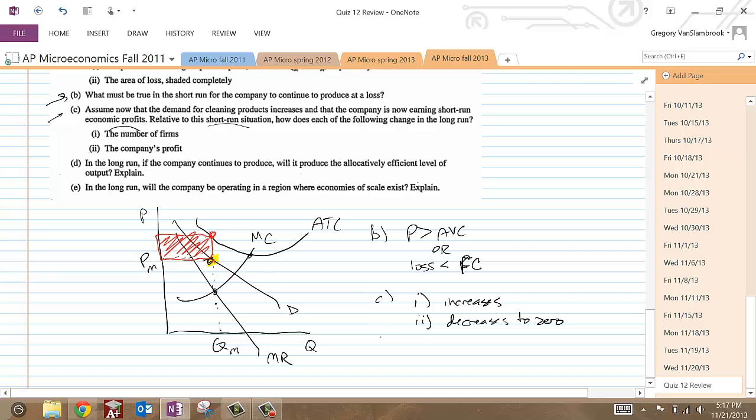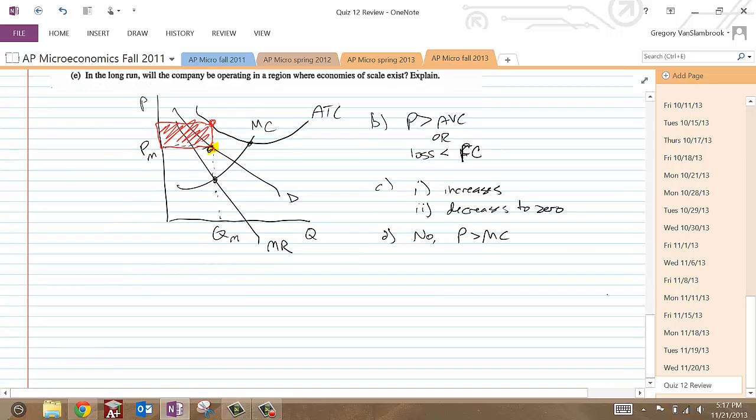D asks, in the long run, if the company continues to produce, will it produce the allocatively efficient level of output? Explain. So the answer is no. It should be easy to say. It's pretty much instinct to say that as long as it's not perfect competition, it's not going to be allocatively efficient or productively efficient. So it's not going to be allocatively efficient. The explanation is because price will still be greater than marginal cost. That's true in both short and long run in monopolistic competition.